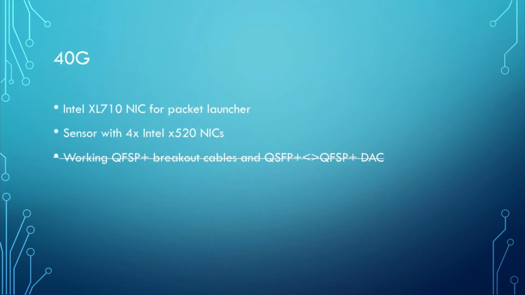So 40 gigs. I have an Intel XL710 NIC I installed in the packet launcher. I have a sensor now with 4 10 gig SFPs to handle all the traffic, and I had some cables for hooking all this up.